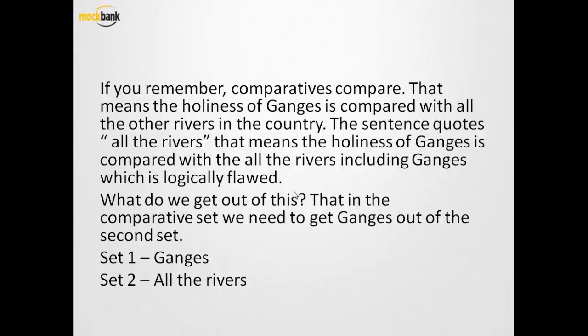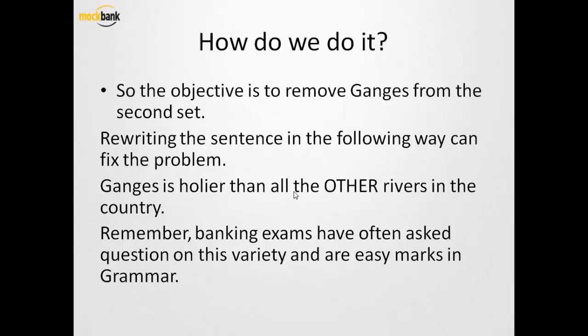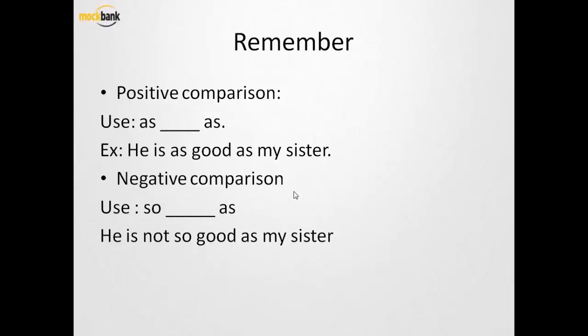So what do we get out of this? That in the comparative set we need to get Ganges out of the second set, because the comparison can only be done between one set and a different set. So the objective is to remove Ganges from the second set. How do we do this? We rewrite the sentence in the following way. Ganges is holier than all the other rivers in the country. Now if I write other, what I have done is I have removed Ganges from that set. Remember, banking exams have often asked questions on this variety and they are very easy marks.